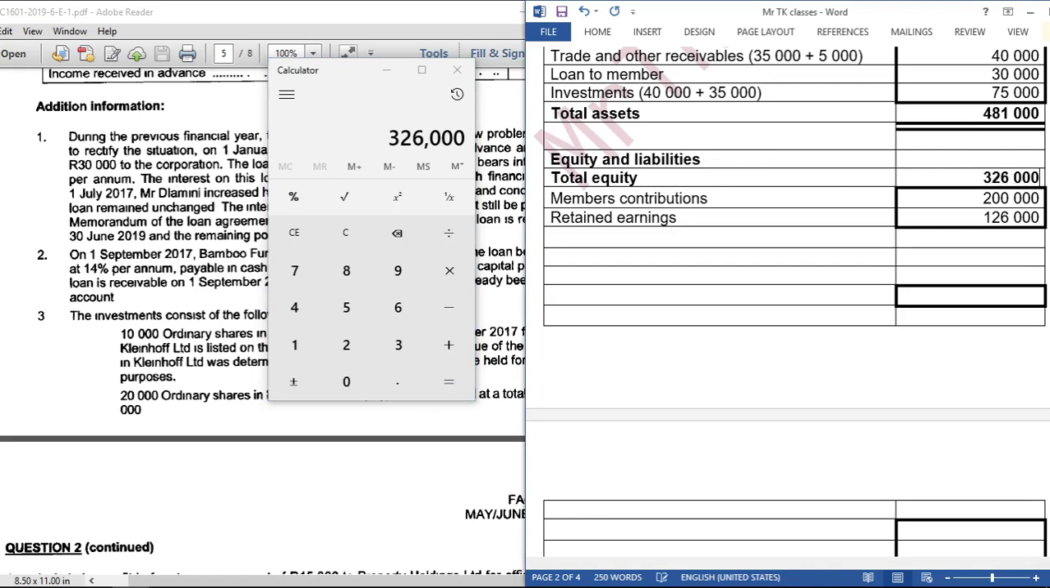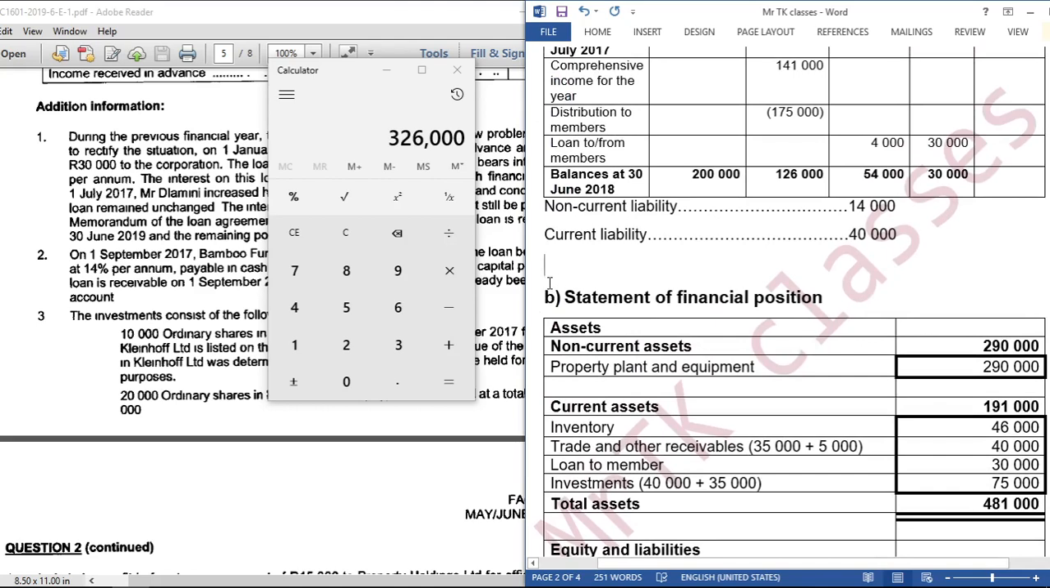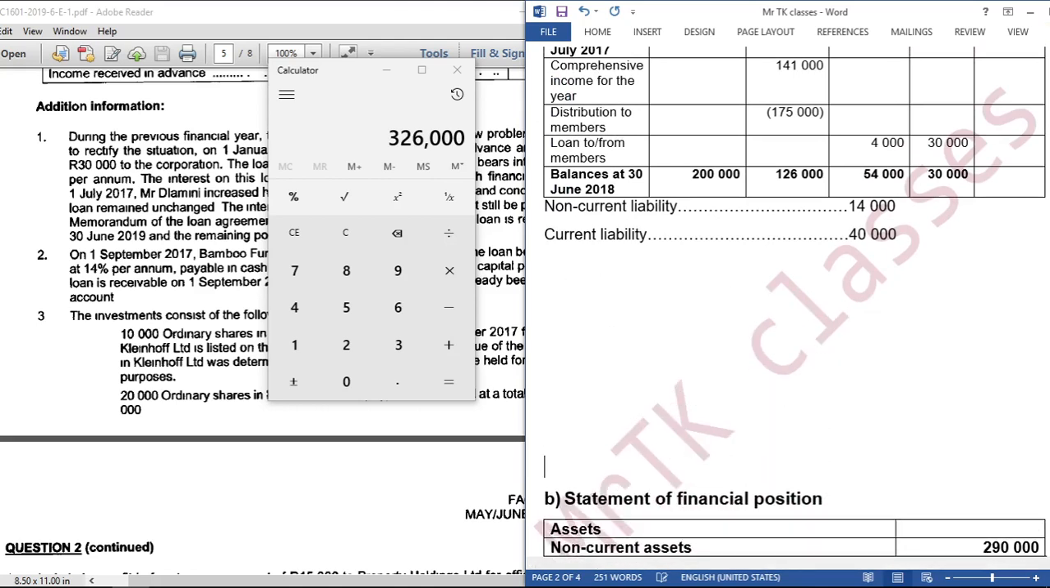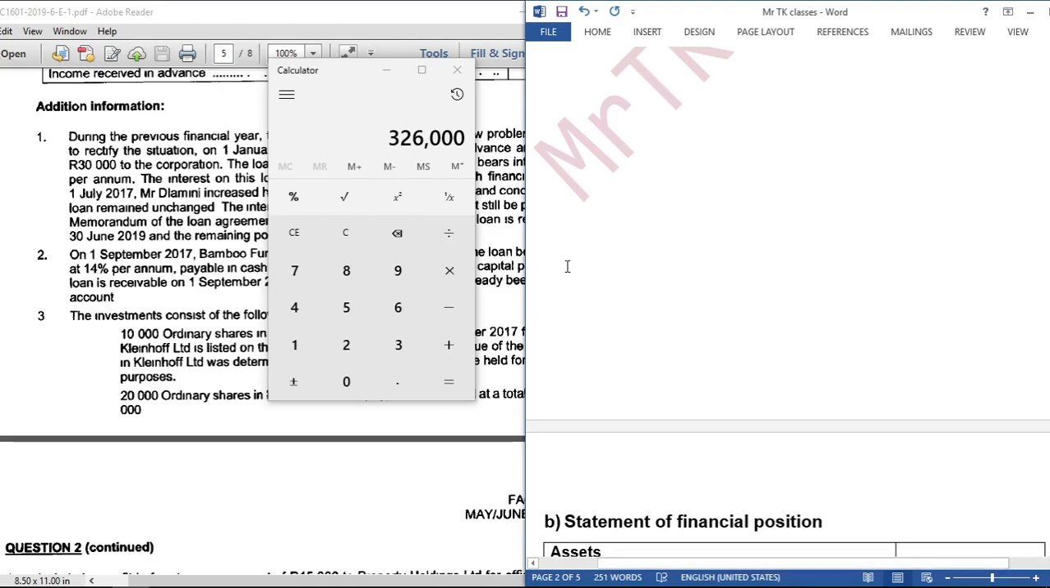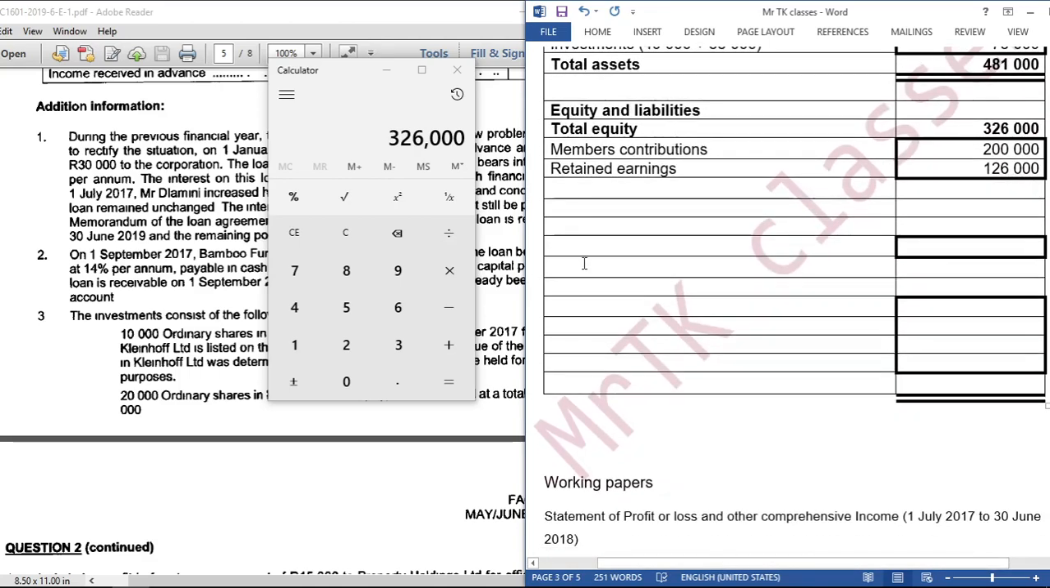326,000, right? Now we just need to put this on a new page. We move to our liabilities section. Under liabilities, we have non-current liabilities.